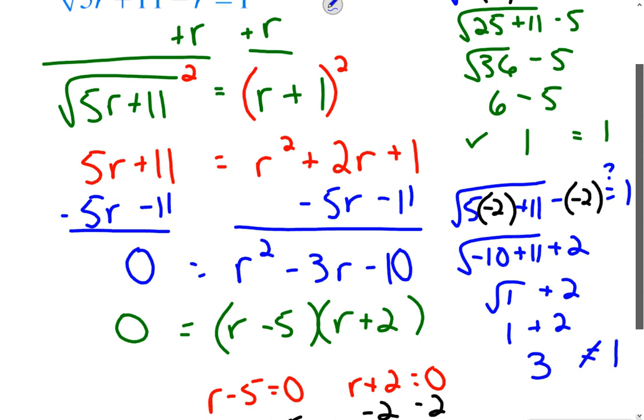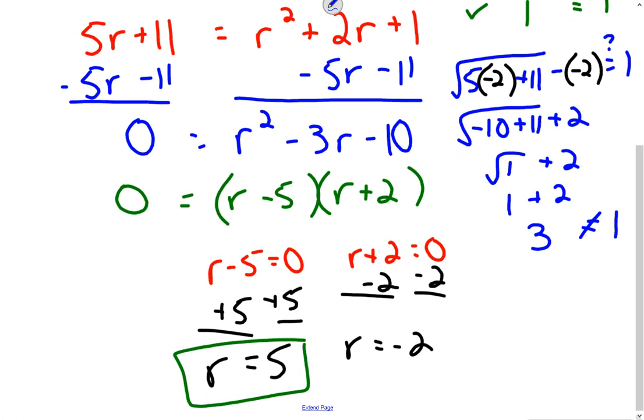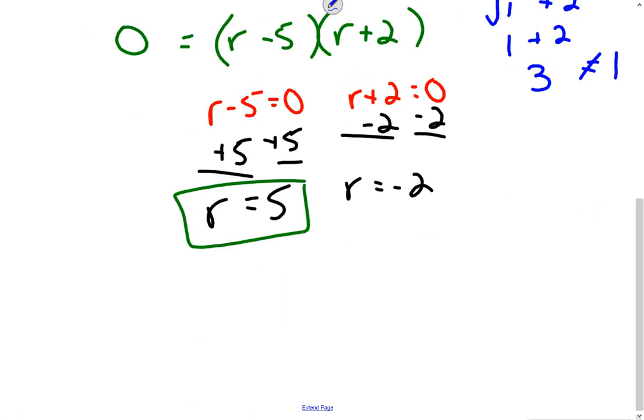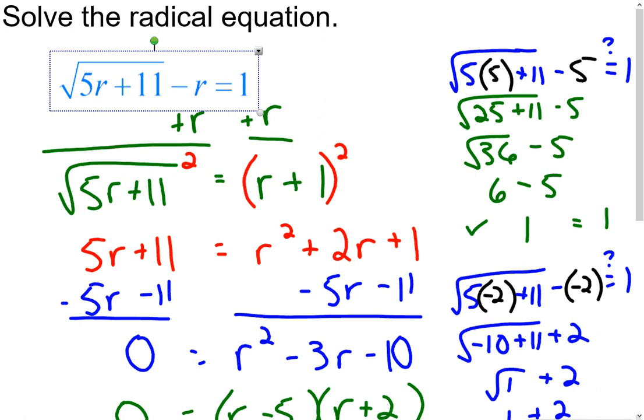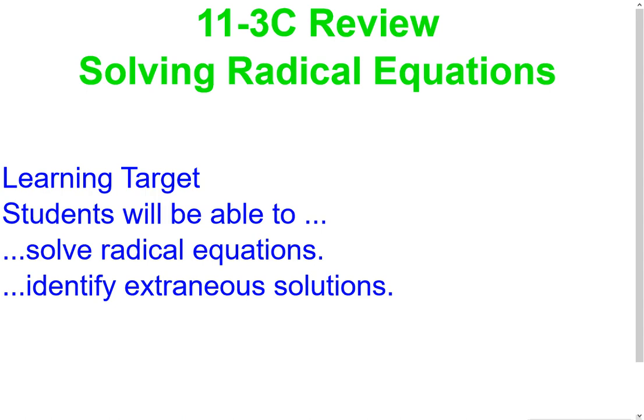It does not. Therefore, I come down here. I cross this one off because that's an extraneous solution. So for this equation that appeared to have two solutions to it, it only has one. So r equals 5 is the only solution to this original equation. And that's going to end our lesson on solving radical equations.